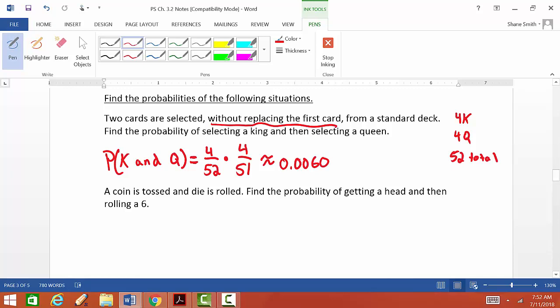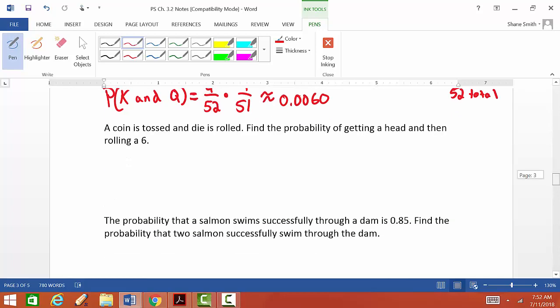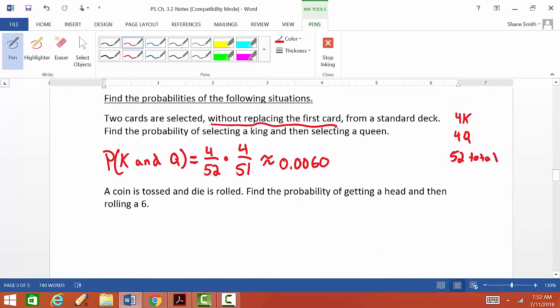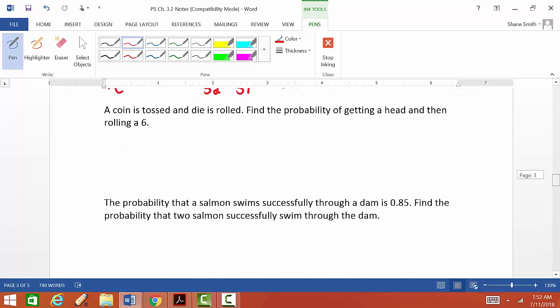So try to do the rest of this page on your own and see if you can use the multiplication rule and see if you get the same answers that I do. So hopefully you attempted these on your own, and let's go through these.